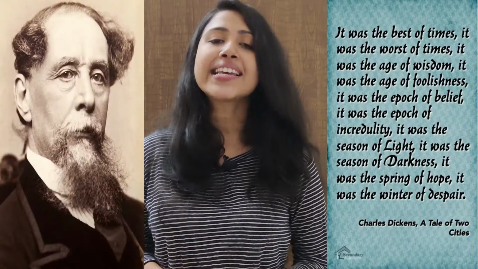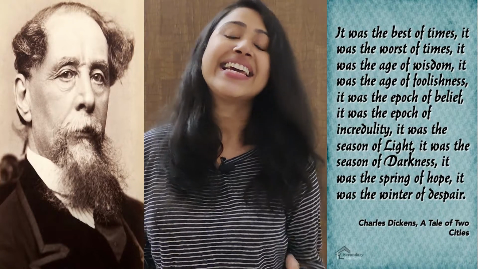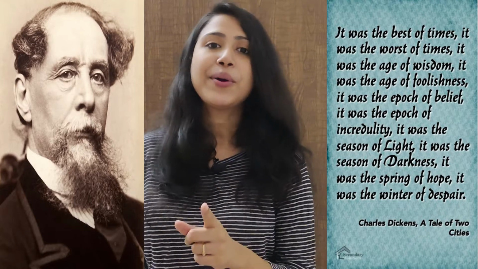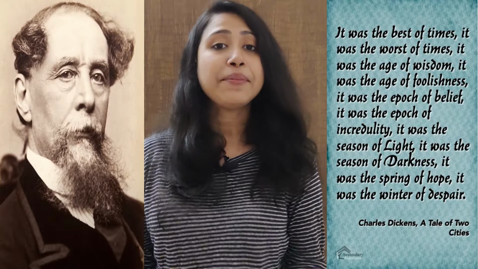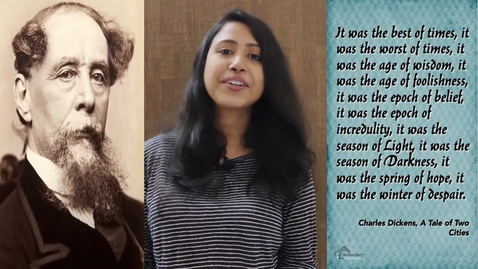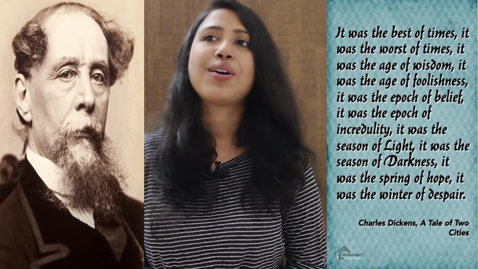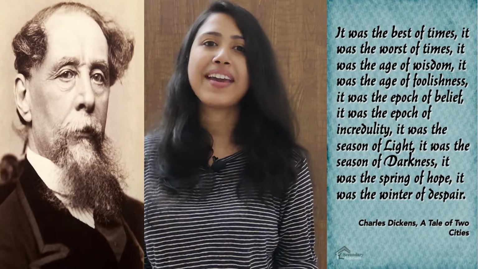emphasize an idea. Here's another example of an extended antithesis from the opening lines of A Tale of Two Cities, where Charles Dickens draws a series of contrasting ideas. He says, "It was the best of times, it was the worst of times. It was an age of wisdom, it was the age of foolishness. It was the epoch of belief, it was the epoch of incredulity. It was the season of light, it was a season of darkness. It was a spring of hope, it was a winter of despair."